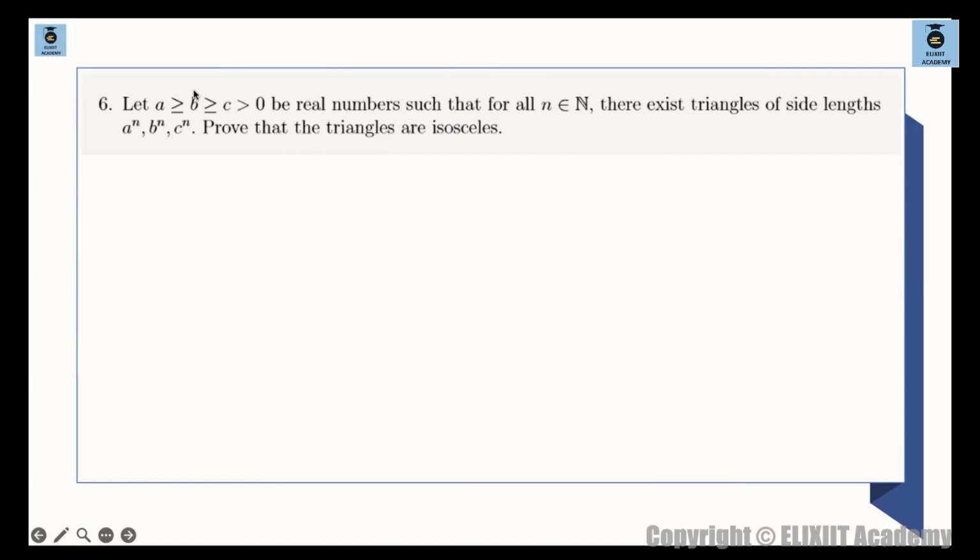So the best thing is you simply take some assumption and then proceed. Consider, let's say, this condition is given: A is greater than or equal to B, greater than or equal to C, greater than 0. So this condition has to be maintained. To prove the triangles are isosceles, some sort of equality is given, so somewhere we can think this equality will hold. If A is equal to B, then the triangles will become isosceles. And the triangles are of side lengths A raised to the power of n and B raised to the power of n. Fine, no problem.